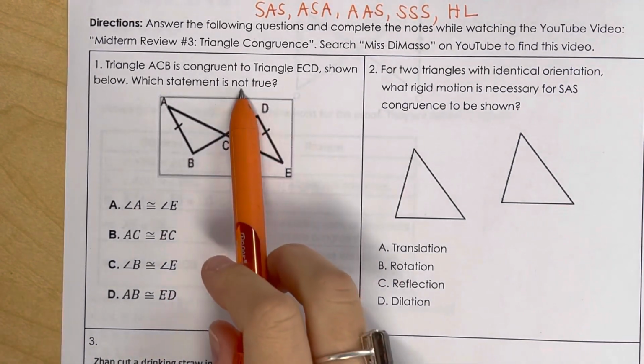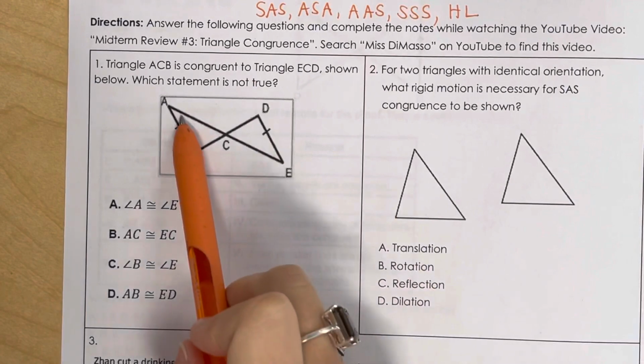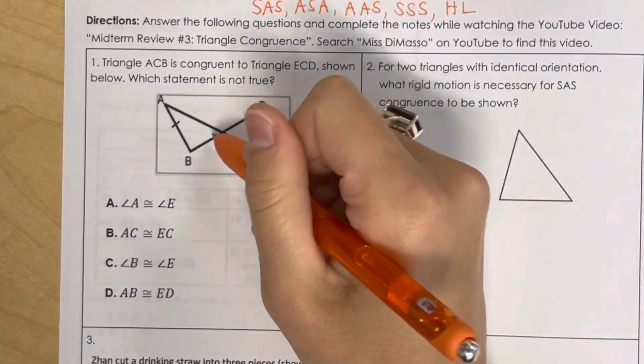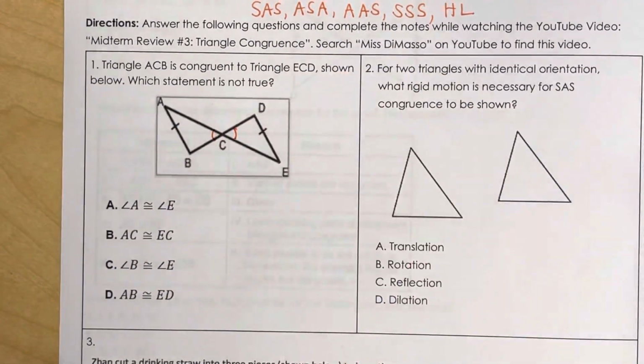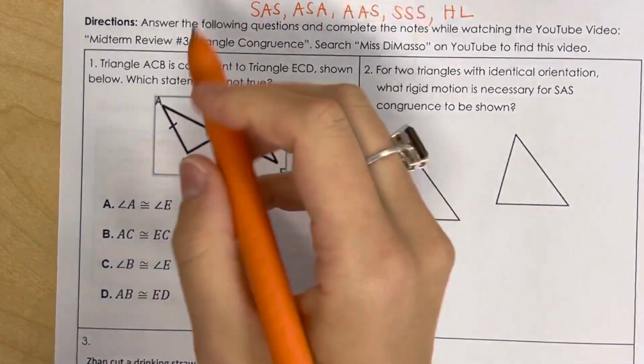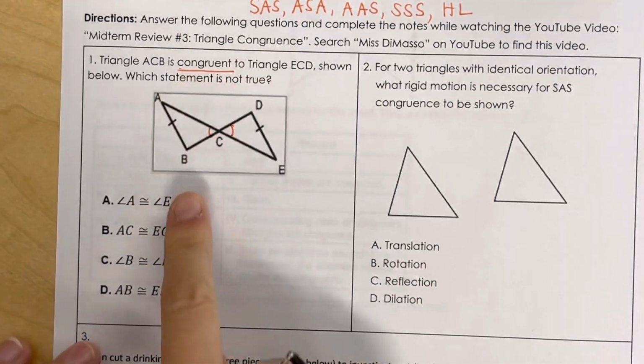All right, number 1, triangle ACB is congruent to triangle ECD, shown below. Which statement is not true? So in this picture here, I've got some segments that are already marked as congruent. I know these are vertical angles right here because they're across from each other, but it's telling me that these 2 triangles are congruent. So I don't even really need the picture.